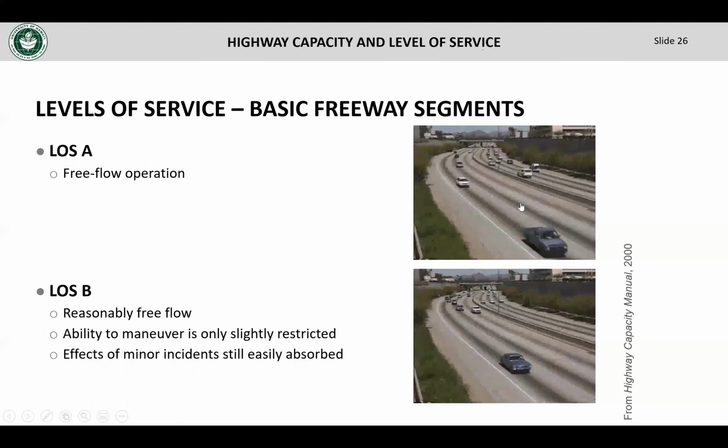And if you read the definition for level of service B, it would be something similar. I'm not going to read the whole thing, but here you have a summary: reasonable free flow, ability to maneuver is only slightly restricted. You have a little bit more restriction here than what you had before, but still you are free to move. There's a slight decline in the freedom to maneuver within the traffic stream with respect to level of service A. If you have a minor incident over here, it would still be easily absorbed.